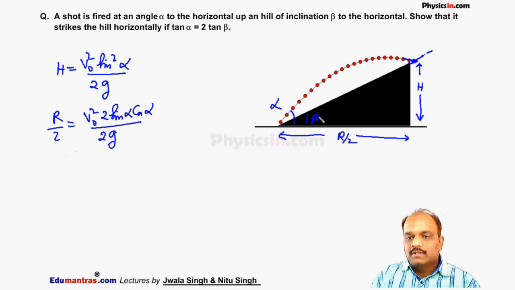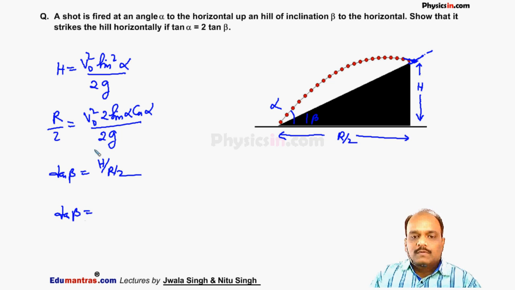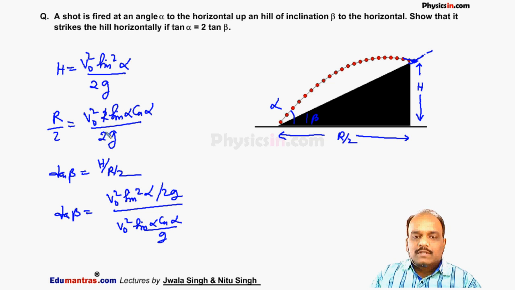Now from this triangle, this black triangle, we can say tan beta is equal to h divided by R by 2. We know the value of h is v naught square sine square alpha divided by 2g, whole divided by R by 2. We know R by 2 is v naught square sine alpha cos alpha divided by g. This 2 will cancel out.